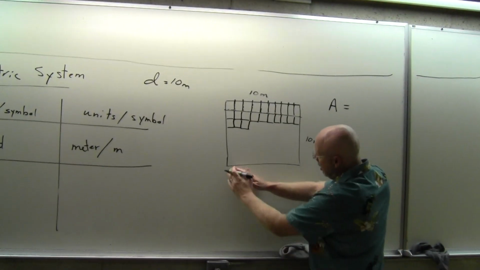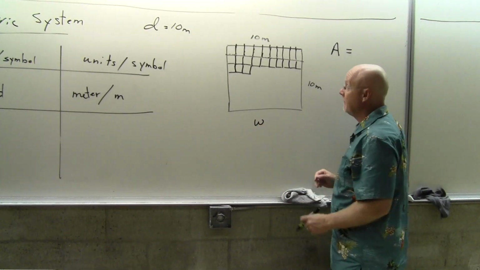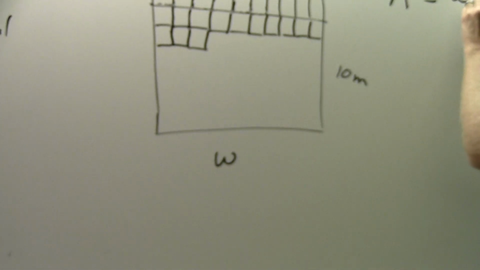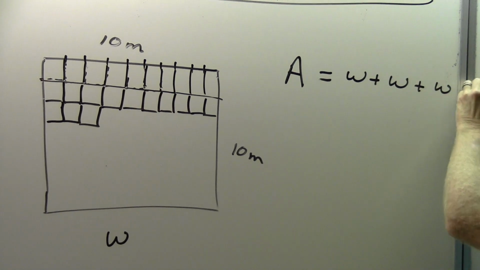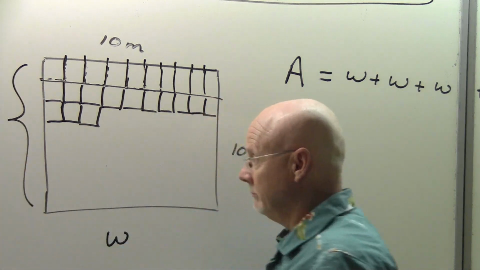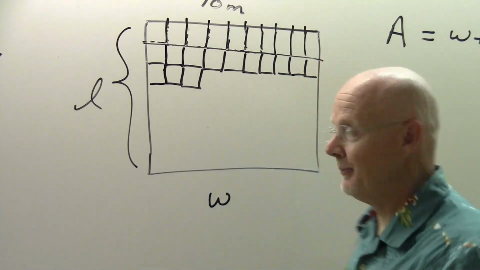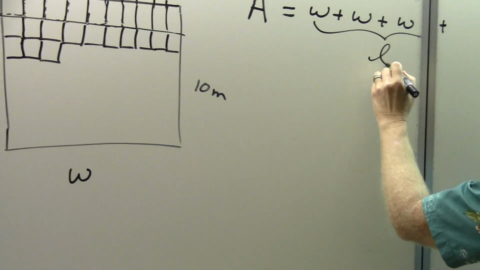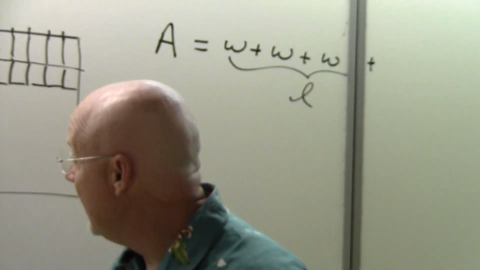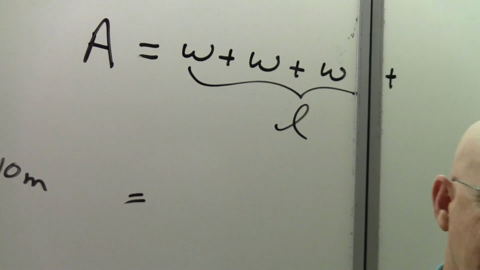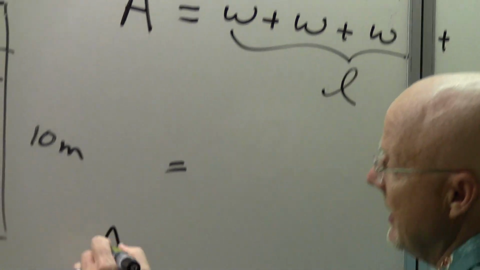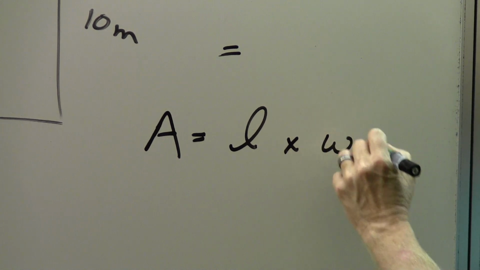So if we were to call this W for its width, then what I would be saying here is the area is the width plus the width plus the width. How many widths do I add up? Well, the length of the room. And so I would add up the width. I would add it L times. And isn't that what we learned way back in elementary school in third grade? Repetitive addition is multiplication. And so you would say the area then is the length times the width.